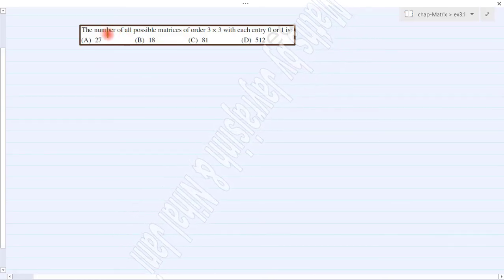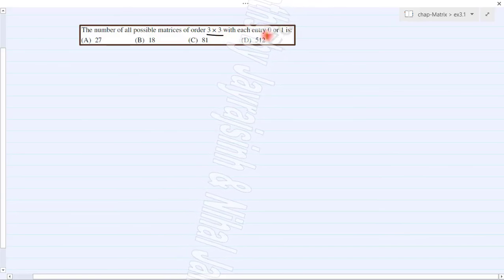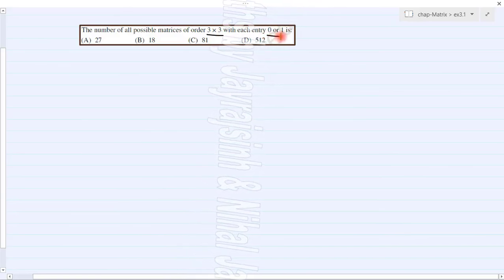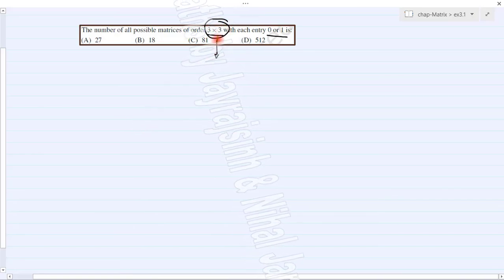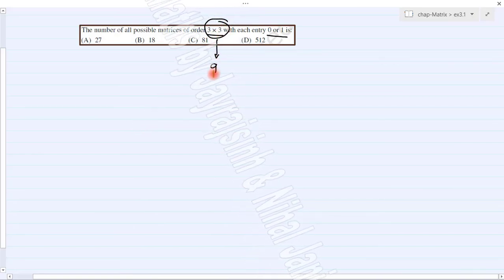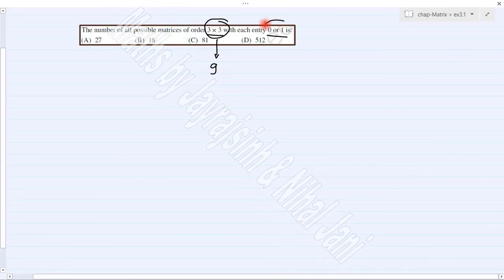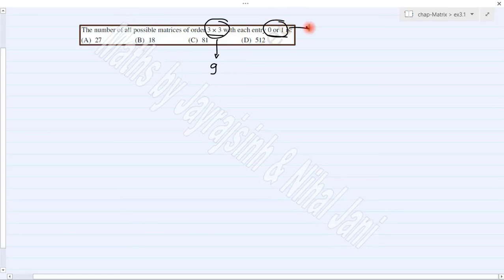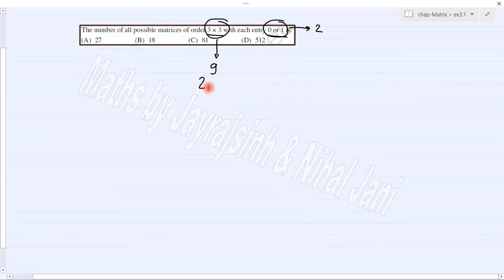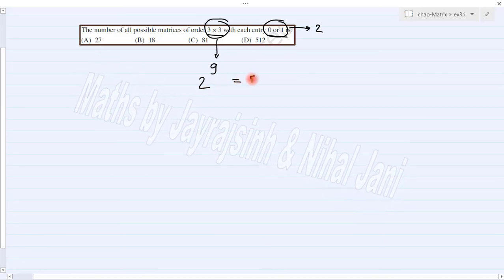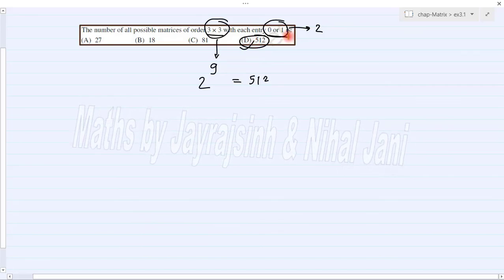Here we have to find the number of all possible matrices of order 3 cross 3 with each entry being 0 or 1. Here the number of elements is 3 cross 3, or we can say 9. And the possibilities for any entry are 0 or 1, so we can say we have two possibilities. So the number of possibilities is 2 raised to 9, or we can say 512, which is given in option D. Ta-da!